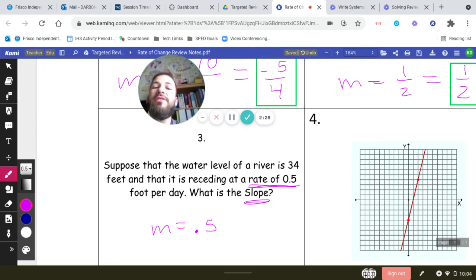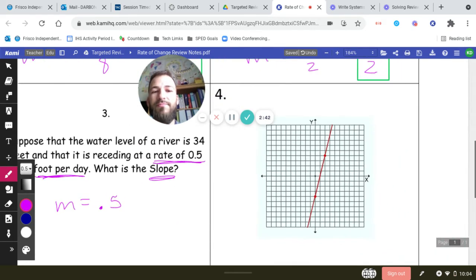Okay, so the other reason I knew that is foot per day. Remember, per, any, each, every, those are our slope words that tell us that it's a rate of change. Okay, so that's how I also knew 0.5 is the rate instead of that 34 feet.